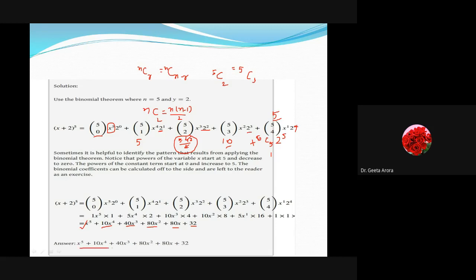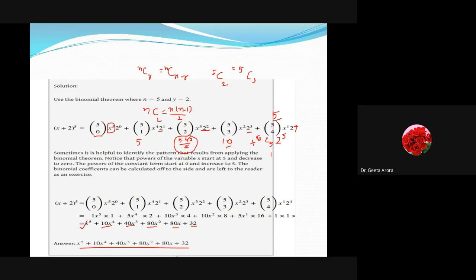So this is our answer of the expansion of (x plus 2) raised to power 5. But if any doubts you are getting, be sure to ask me. Otherwise, this is the first example which gives me the whole gist of what our binomial theorem is and how we are going to use it.